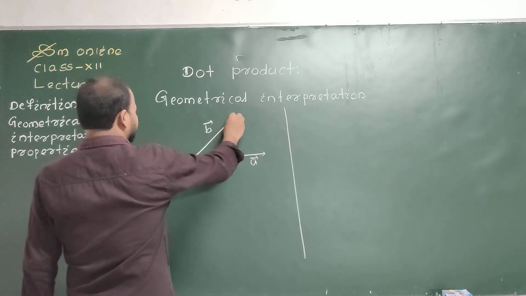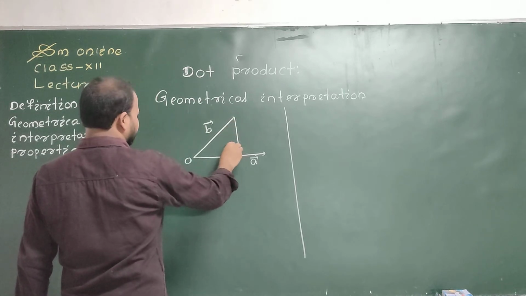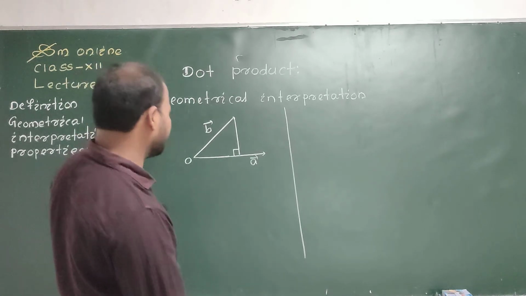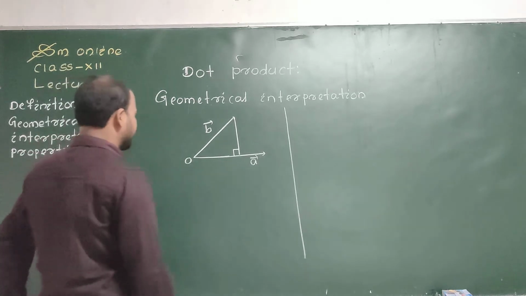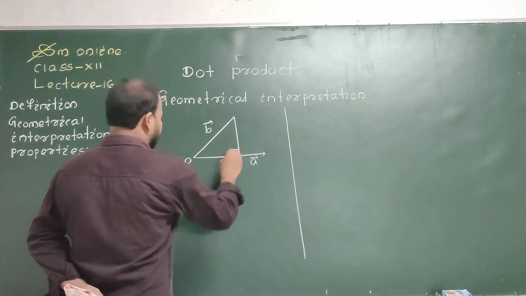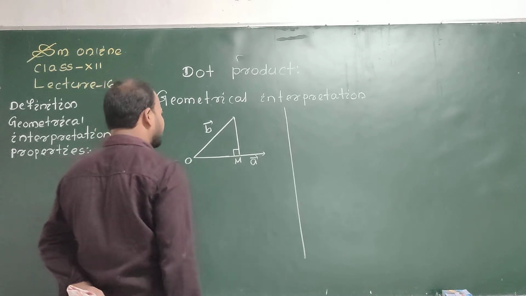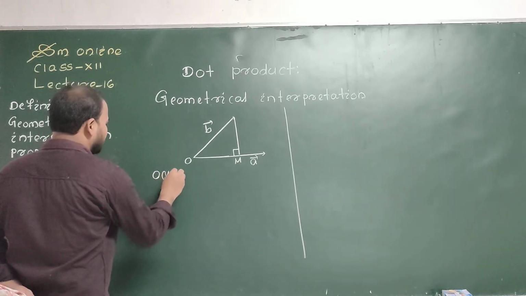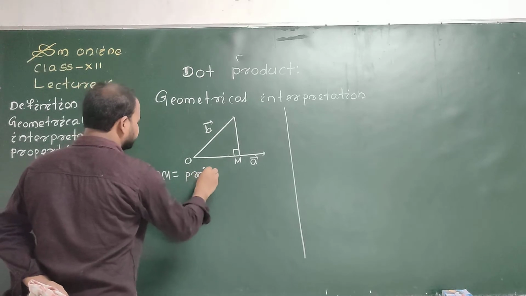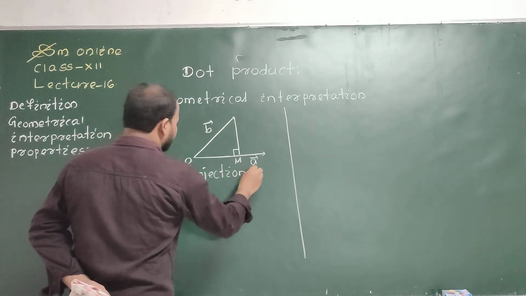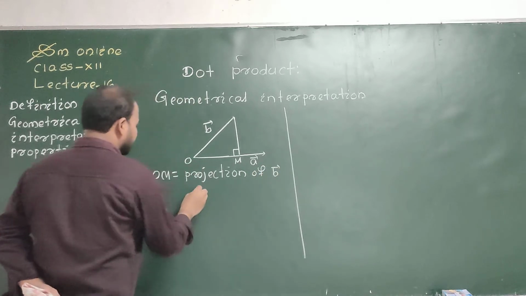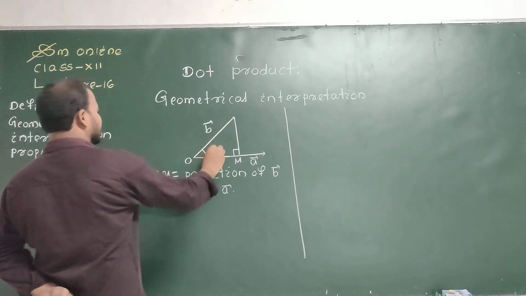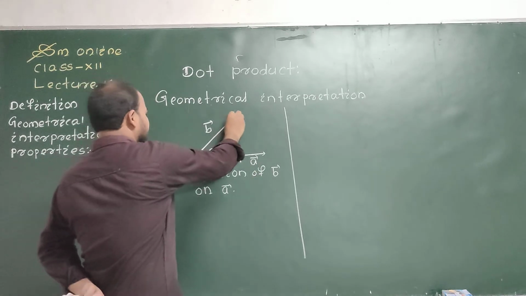If we draw a projection from vector B on vector A, that means a perpendicular dropped from vector B on vector A, and let it meet at the point M. So here OM is called the projection of vector B on vector A. Okay, and let this angle be theta. Now this is vector B.